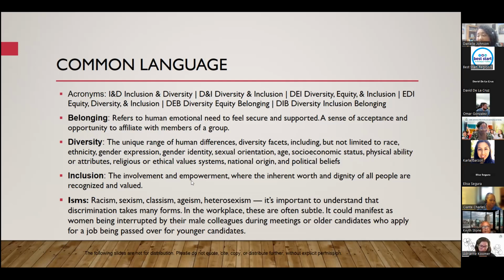Diversity, the unique range of human differences. I like to use the term diversity facets. I shared earlier that diversity always exists. It's a fact. But what might not exist are the facets, right?